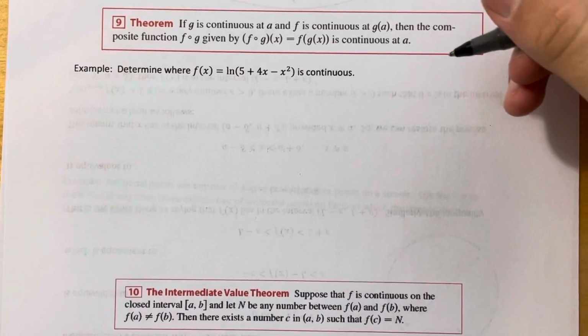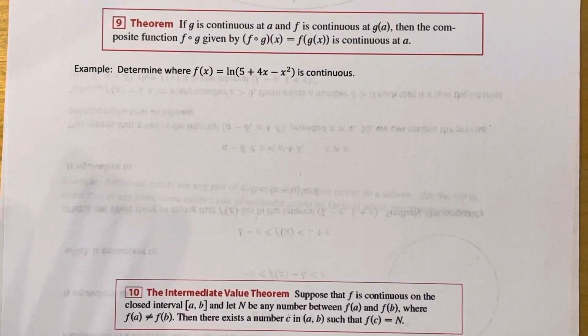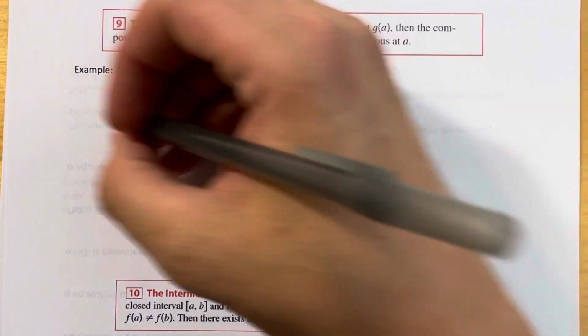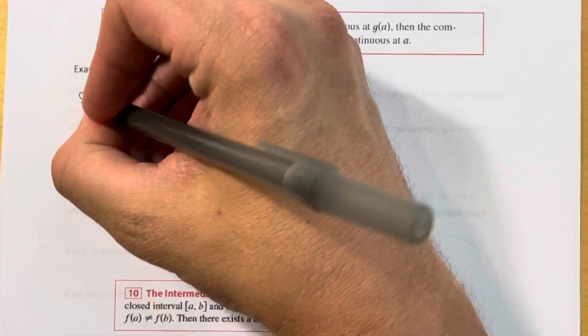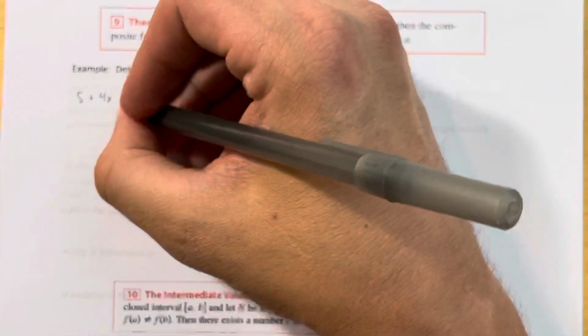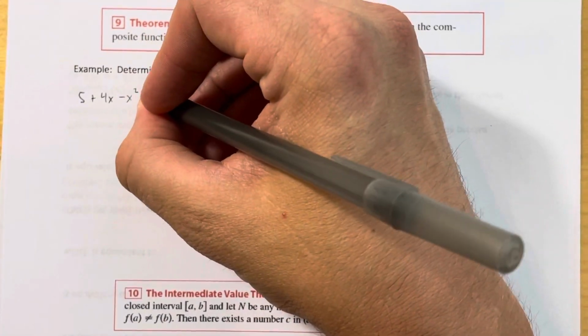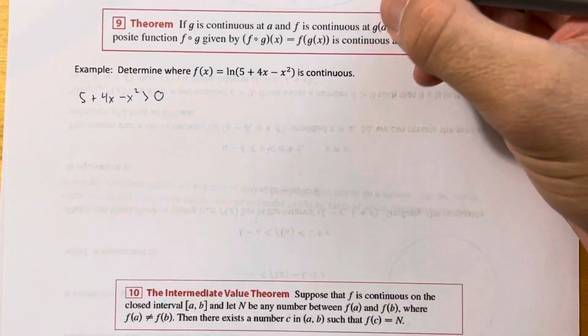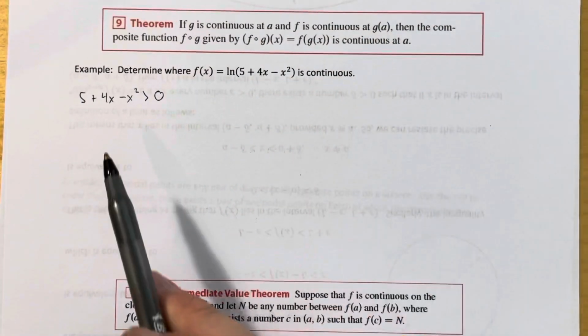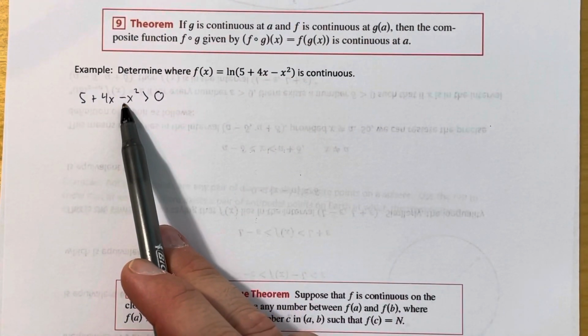How do we determine where that happens? Well, you've dealt with this before. You would have dealt with this in pre-calculus or a college algebra class, quadratic inequality. I want to set 5 plus 4x minus x squared greater than 0. Now I like to have my x squared term first, but I notice that it's negative.